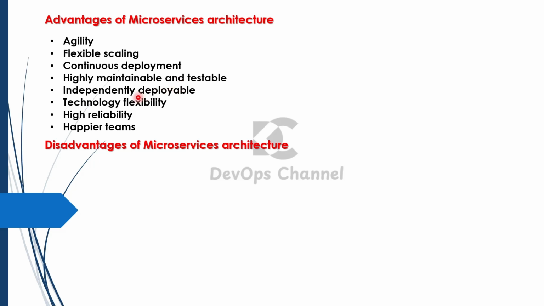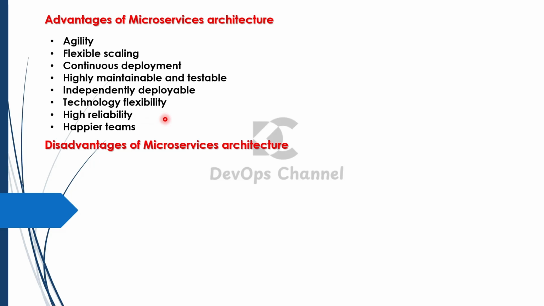As they are individual services, they are independently deployable. As these microservices are an advanced architecture, they have functions to collaborate or integrate with IT technologies. They also have higher reliability, and as they have different organizational entities separated, there are happier teams, with no dependency between them.